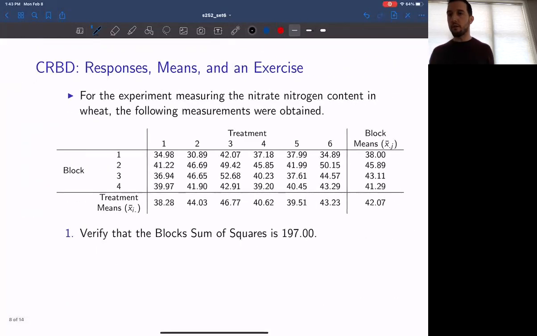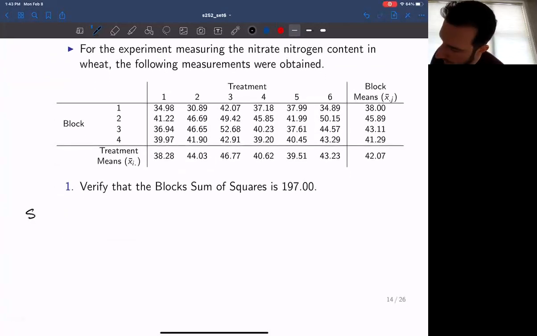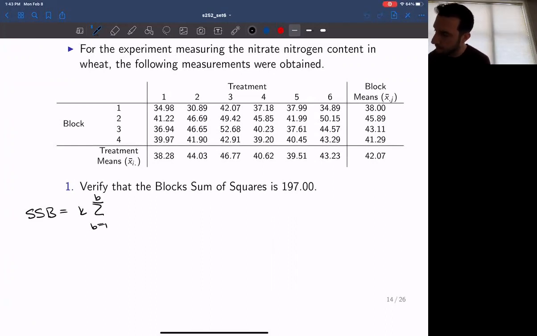All right, so we'll start to work through some calculations now. This first calculation is just an illustration of how we would use the sum of squares formula. So it says, verify that the block sum of squares is 197. Okay, so we have here SSB is equal to K multiplied by the sum from j equals 1 to little b of X bar dot j minus X bar dot dot squared.